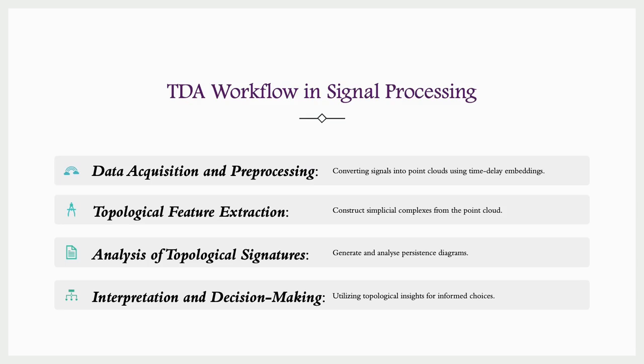Now, let's walk through the typical TDA workflow in signal processing. First, we start with data acquisition and pre-processing. We transform a signal into a point cloud using a technique called time delay embedding, which converts temporal information into a spatial representation. Next, we extract topological features by constructing simplicial complexes from this point cloud. Then we analyze these topological signatures by generating persistence diagrams or barcodes. Finally, we interpret these topological insights to make more informed decisions.